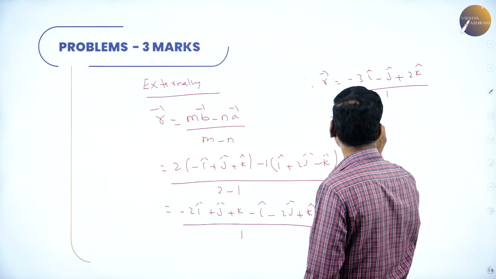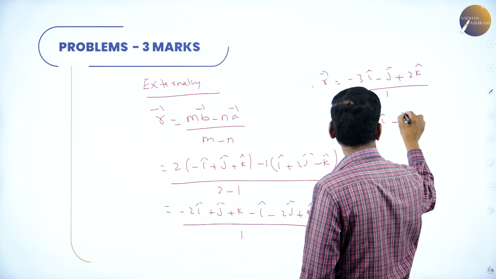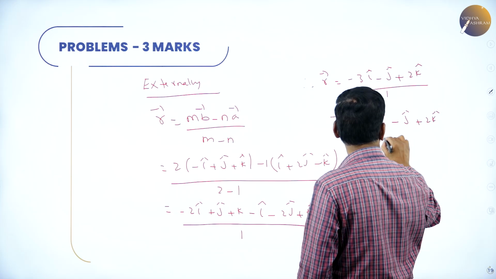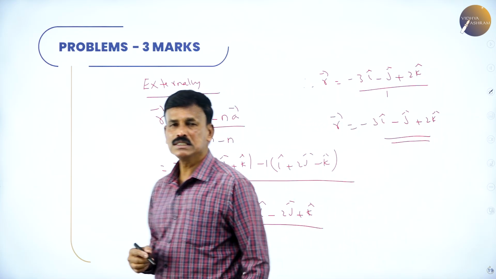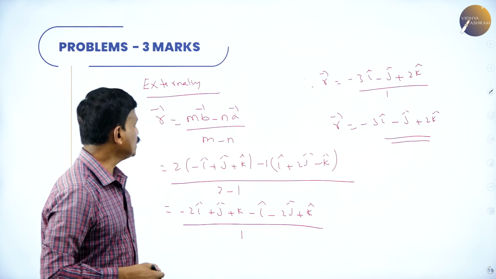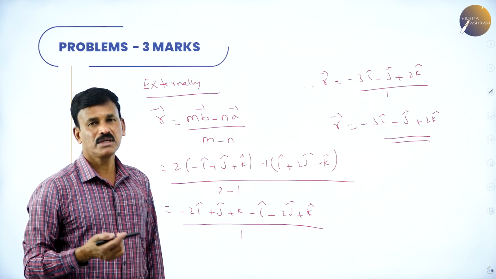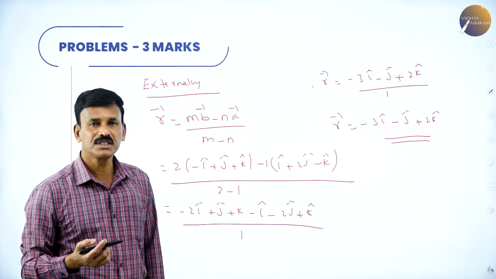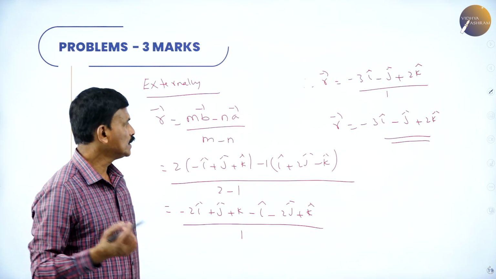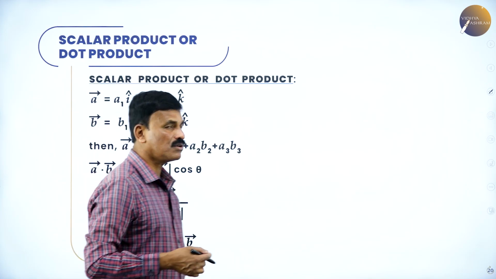So that is nothing but vector R is equal to minus 3i minus j plus 2k cap, which is the external division. So, internal and external division. You may expect one question from this, either for derivation or for a problem. Now, let us move on to the next concept.